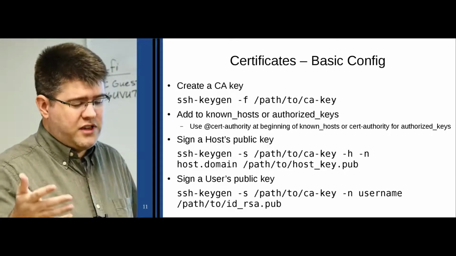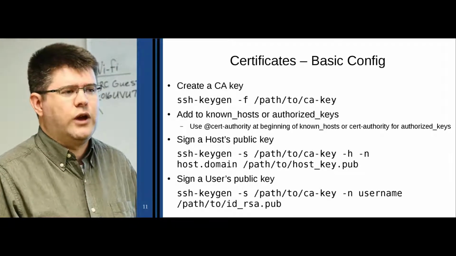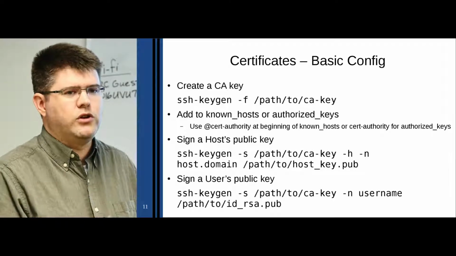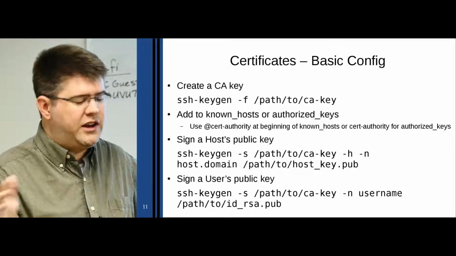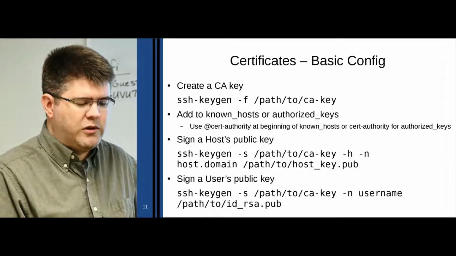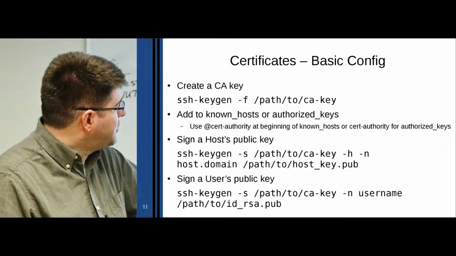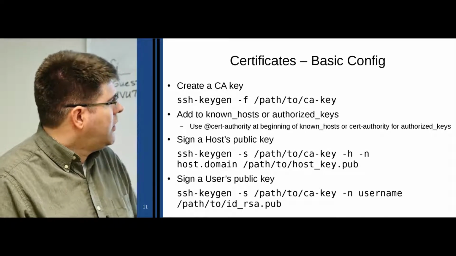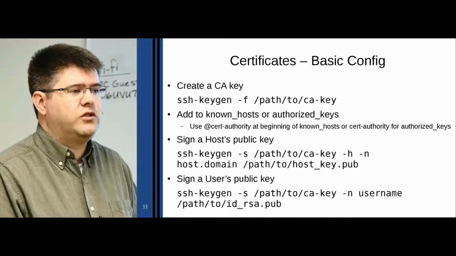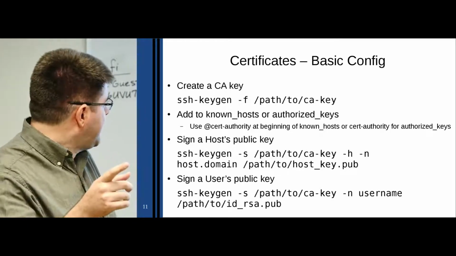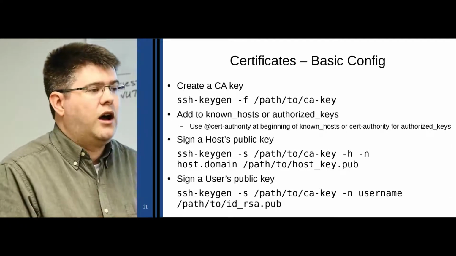So you could list multiple things in there, or if you have multiple layers of subdomains and shortcuts with DNS or whatever, you could add all of those in there so that your users can validate depending on which form of the DNS name they use. In the case of a username or a user certificate, you'll add their username. You could actually add multiple usernames to it. And then the last argument is just going to be the path to the public key that you're wanting to sign.